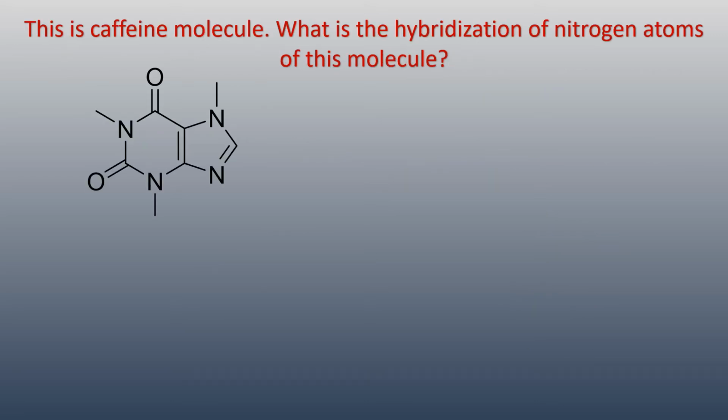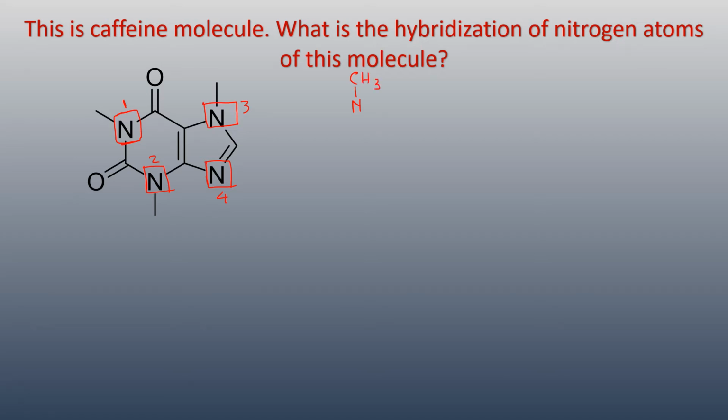This molecule is caffeine molecule, and we have to find out the hybridization of nitrogen atom of this molecule. So if we look at the structure very carefully, we can see that nitrogen number 1, nitrogen number 2 and nitrogen number 3, their bonding pattern is almost same, but the bonding pattern of nitrogen number 4 is different. So now if we look at this 1, 2, 3 nitrogen, we can see this nitrogen is attached with a methyl.